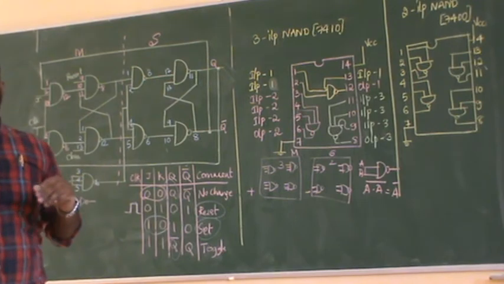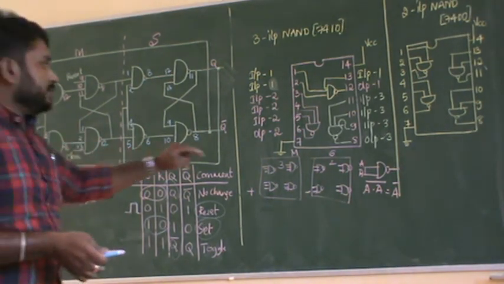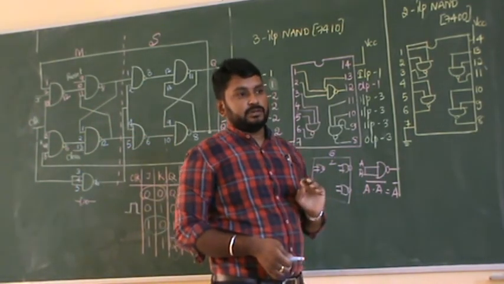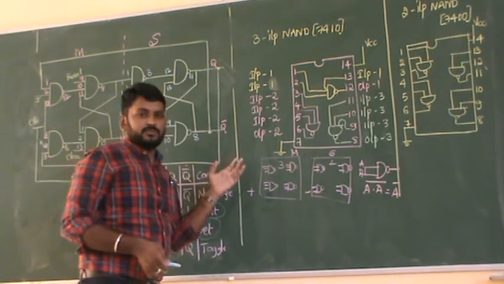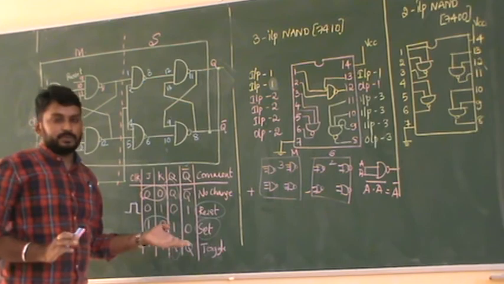It is a very easy experiment. You have to use only 3 ICs. 2 ICs are needed and one more IC. With 3 ICs this experiment can be done. So 3 ICs are enough, and again some wires are required. And if you just understand this truth table, this experiment is over.